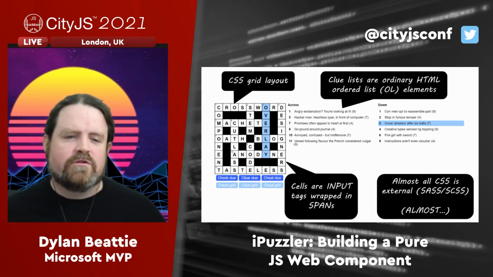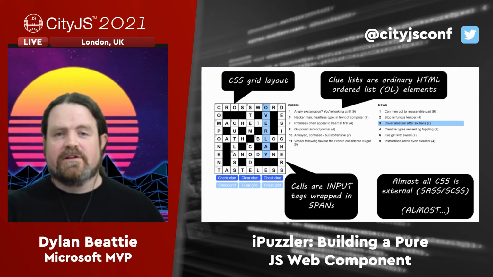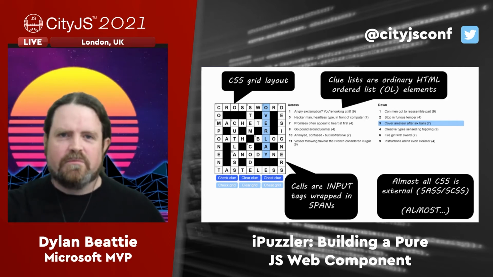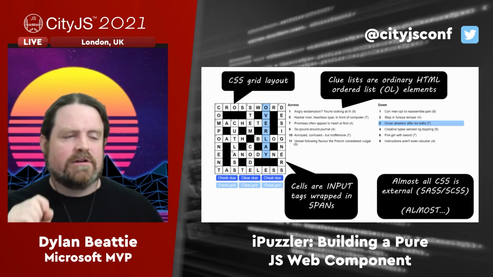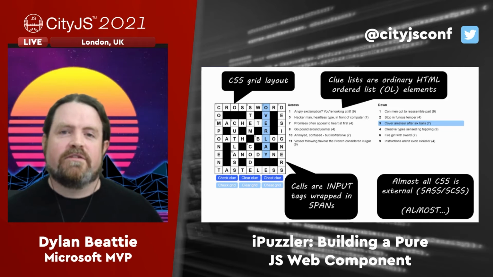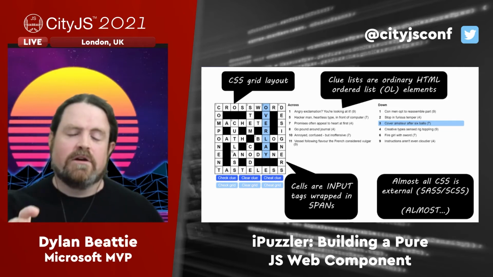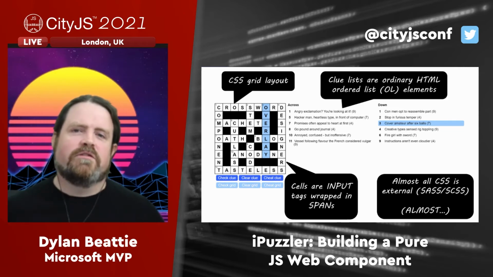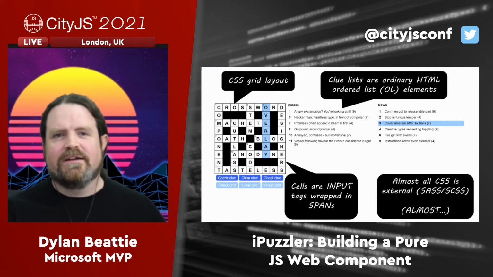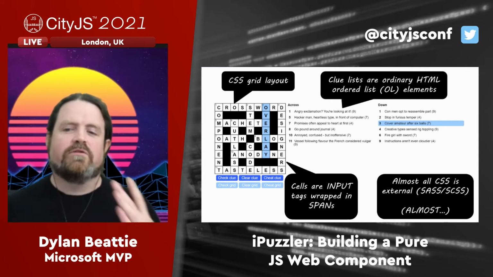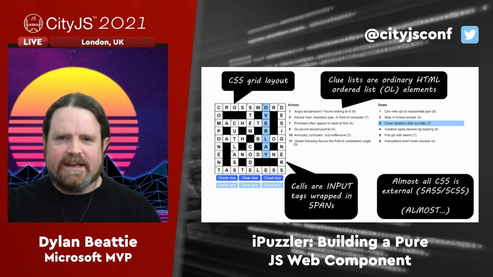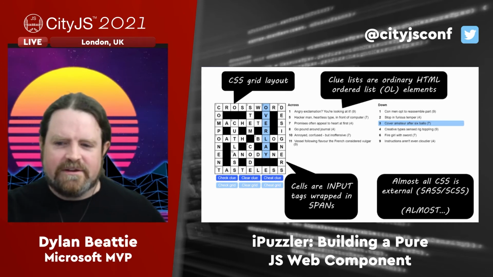Now, almost all of the CSS here is external. There is a SASS file that gets compiled and bundled into the component when it's deployed. Almost. There are a couple of details that I couldn't control for: we don't know in advance how big the puzzle is, how many rows, how many columns. So there's some code in the renderer that injects a little bit of inline style to make sure that the grid is rendering at the right size, and then calculates a bunch of font sizes and stuff based on that.